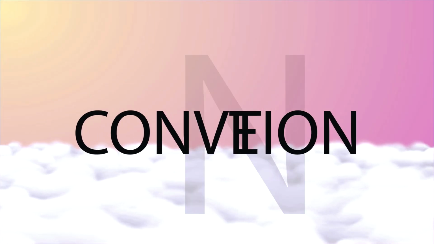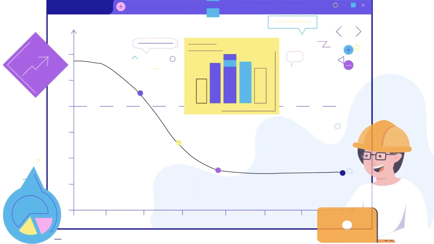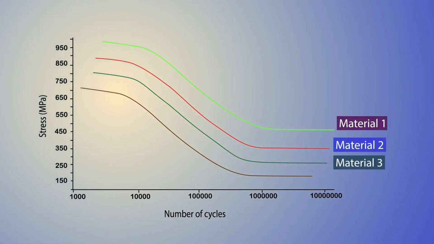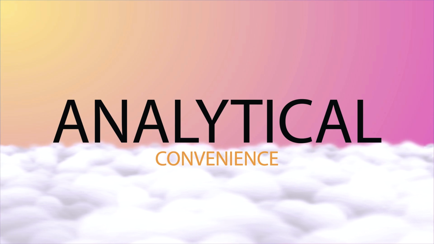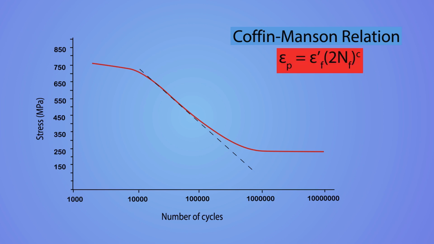Number four is tradition and convention. The use of a semi-logarithmic scale for S-N curves has become a standard practice in the field of fatigue analysis. Engineers and researchers are accustomed to interpreting S-N curves in this format, making it easier to compare data across different studies. Number five is analytical convenience. Some fatigue life estimation models, especially those based on statistical methods, result in equations that are linear when plotted on a semi-logarithmic scale. This linearity simplifies the analysis and prediction of fatigue life.